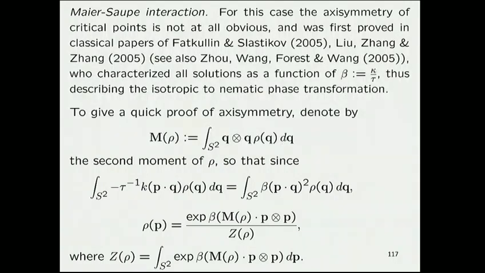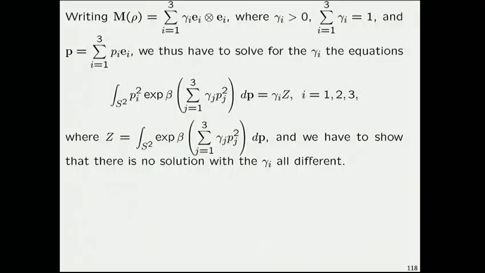So we have equations which, again, is an equation we have to solve for rho. And what do we have to prove about the solution? Well, if we write M in its spectral decomposition, so eigenvalues gamma I, remember they're all positive and the sum of them is equal to 1, and you decompose P in that eigenbasis, then if you look at those equations, what you have to solve is for the gamma I. I mean, go back to the equations.